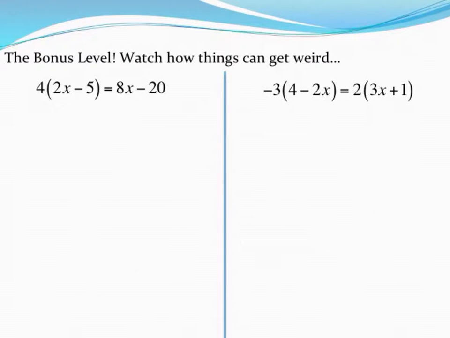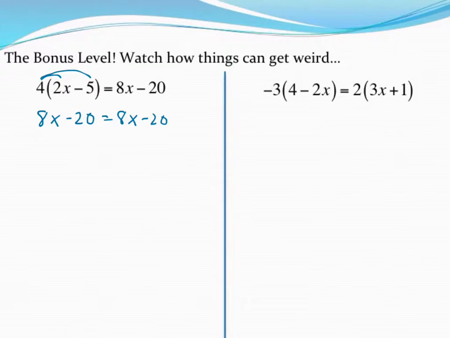When we're solving equations, sometimes weird things can happen. Watch in these two examples as something strange happens as we go about solving it. So we'd start the same way we'd always start, by distributing to get rid of our parentheses. So I'm left with 8x and then minus 20 equals 8x minus 20.